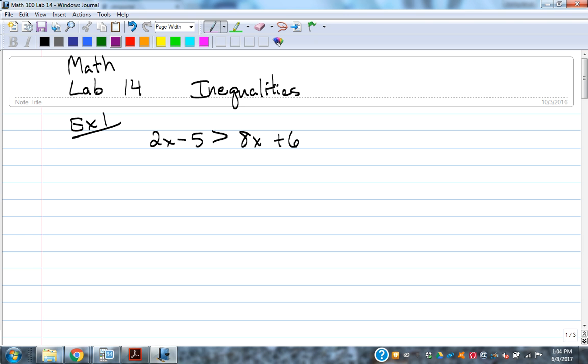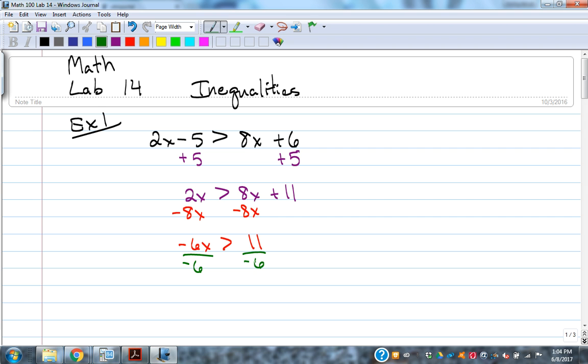So let's work with this one, get the x's by themselves, and then get it solved. So first step I would take would be adding 5 to the 6. 2x is greater than 8x plus 11. And then I'm going to subtract 8x to get the x's together. It's going to give me negative 6x is greater than 11. Then I would take that and divide by negative 6. And I'm dividing by negative, so I flip my symbol to a less than negative 11 over 6.